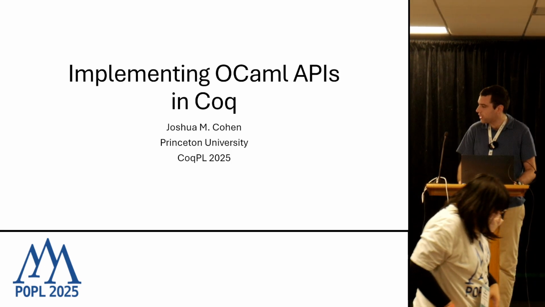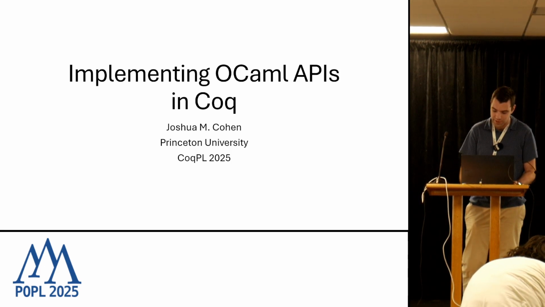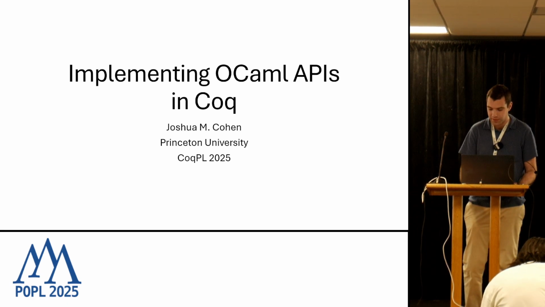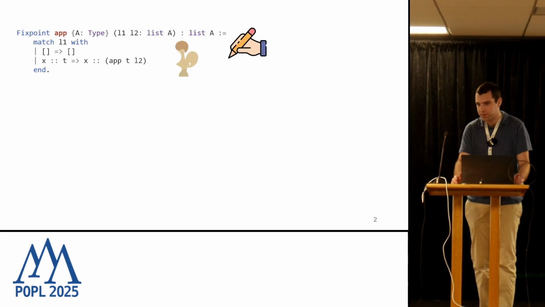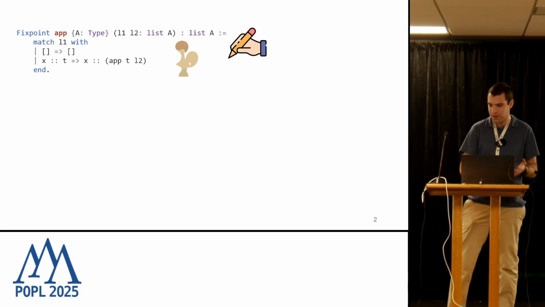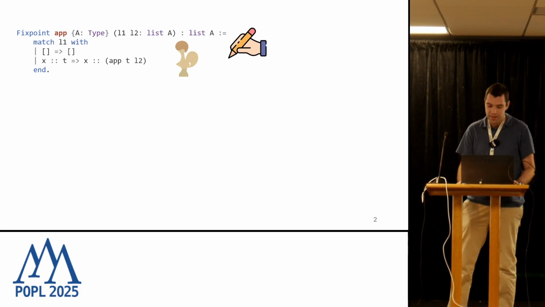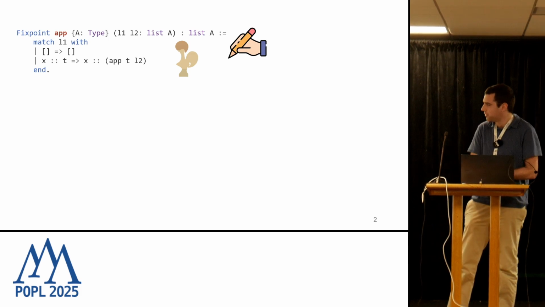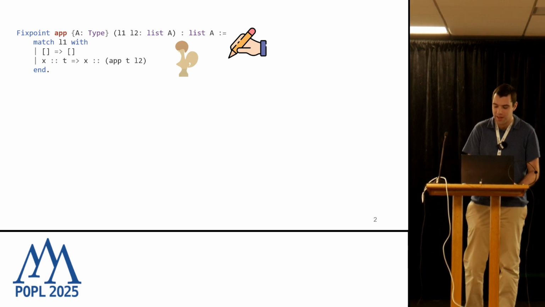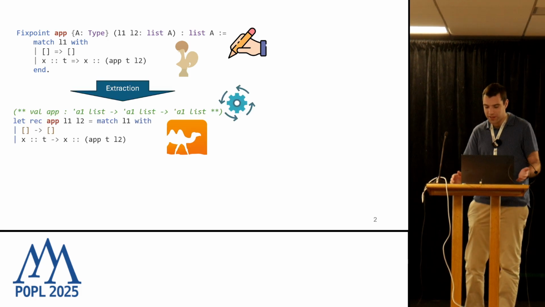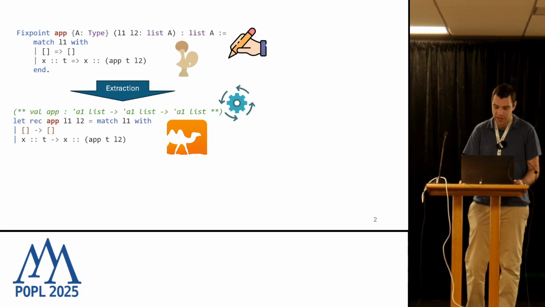As I mentioned, I'm going to talk about a little technique for implementing OCaml APIs in Coq. So the typical way to write code that you want to write in Coq, verify, and then actually run is something like this. You handwrite some Gallina function, like say list append, and then you call the extraction mechanism. You get some purely functional OCaml program.